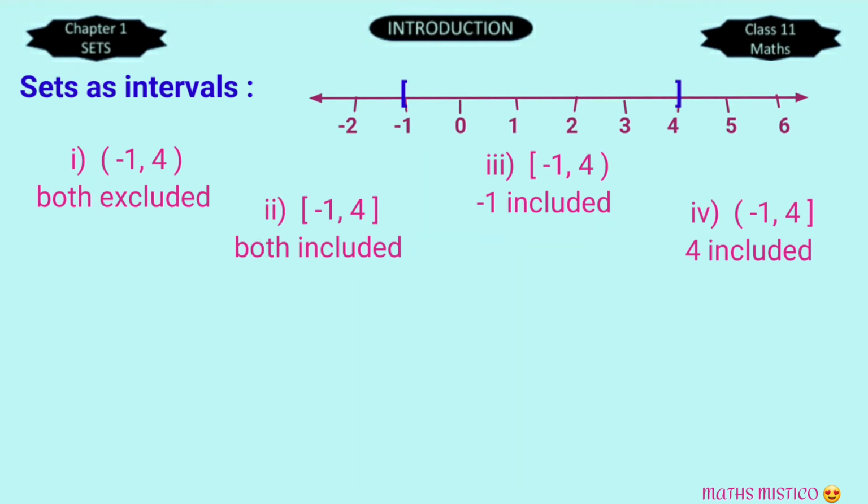Children, note that you can also write every interval in set builder form. For example, (-1, 4] can be written as the set of all x such that x belongs to R, -1 < x ≤ 4. If I have to write the set of real numbers in interval form, it will be (-infinity, infinity).